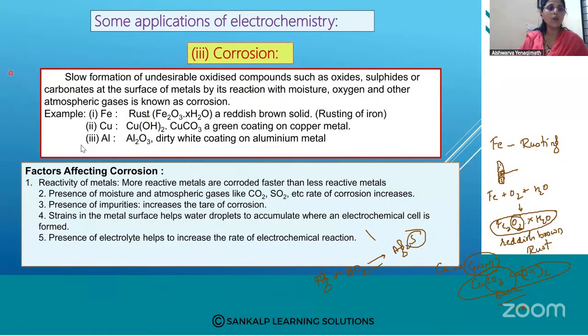Aluminium, see, aluminium, the speciality, I'll just tell you here. Aluminium Al2O3, a dirty white coating on aluminium metal, we say. Actually the corrosion of aluminium, you know what I say, is a protective corrosion. Why is it protective corrosion? Because see, we use aluminium foil. Why do we use aluminium foil?